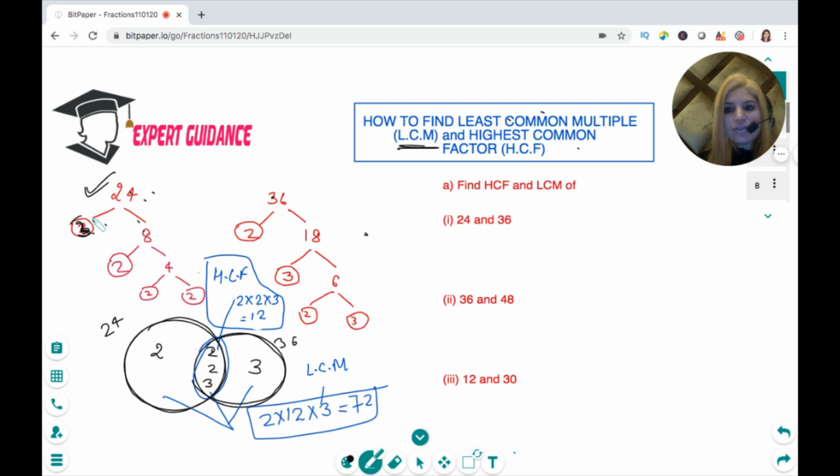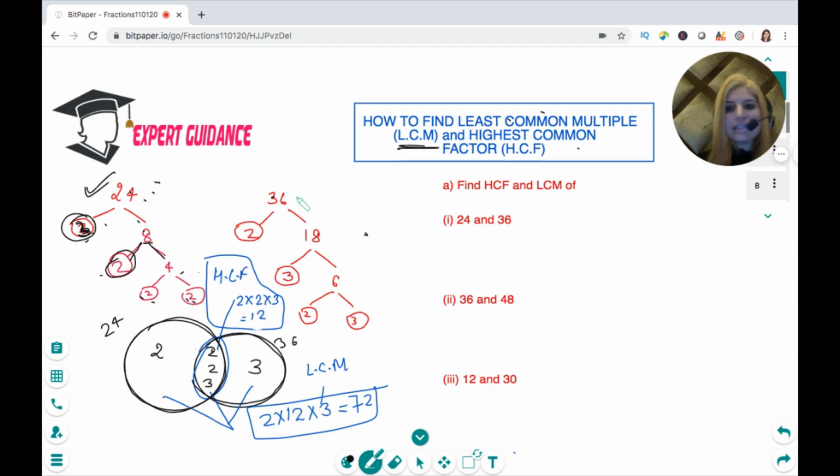Now 3 is a prime factor, so I have circled it. Then 8 is still not a prime factor, so I'll break it again. That becomes 2 times 4. 2 is a prime factor. I have circled it. Then 4 can be broken down into 2 times 2. So the factors of 24 would be 2, 2, 2, and then 3.